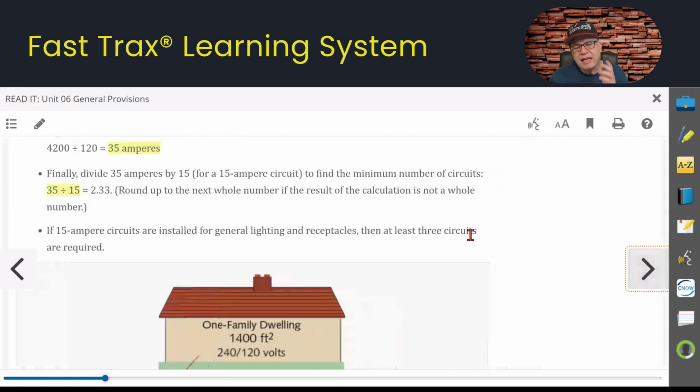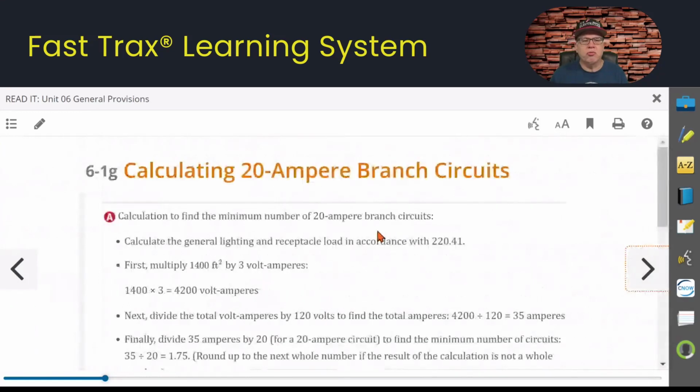Okay, now what if you choose, and this is your choice, to, instead of doing a 15 amp branch circuit for those receptacles in a bedroom or living room, what if you want to do everything in 12 gauge and you want to do 20 amp circuits? Well, that's perfectly okay because 220.41 says 20 amperes or less. All right, so everything's exactly the same.